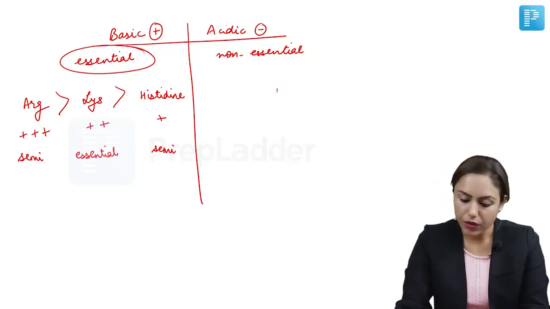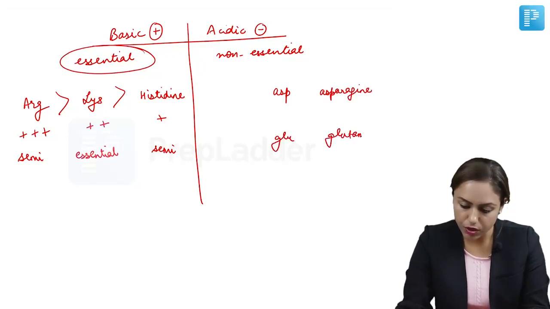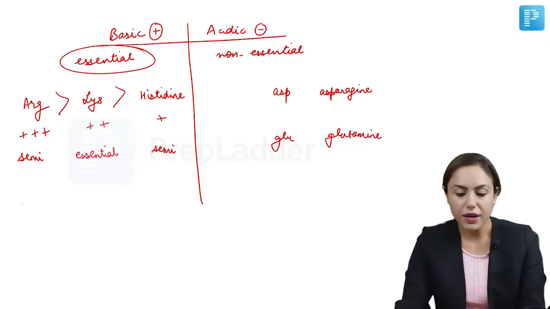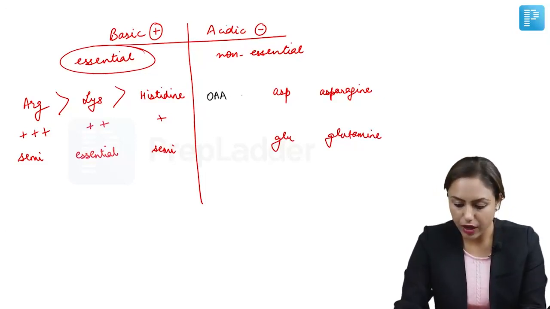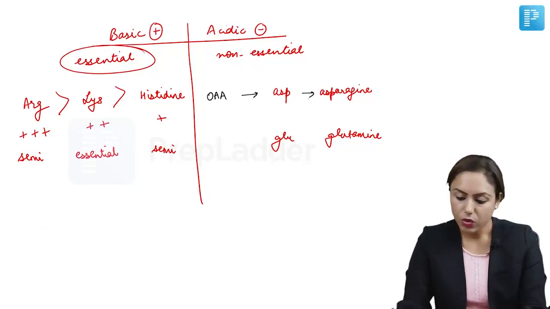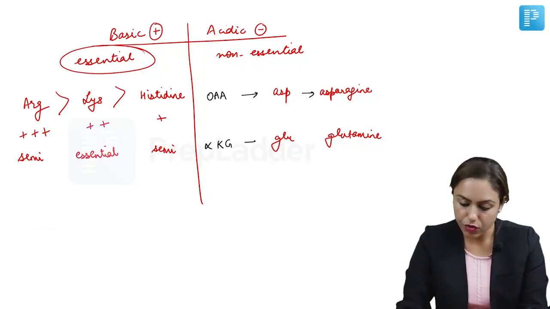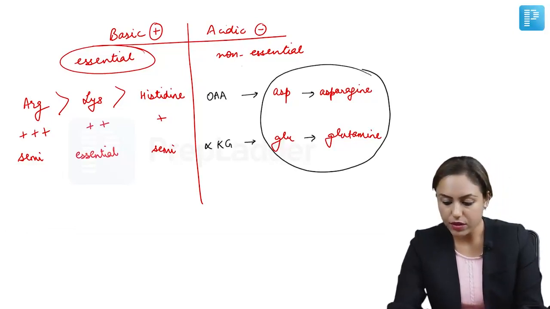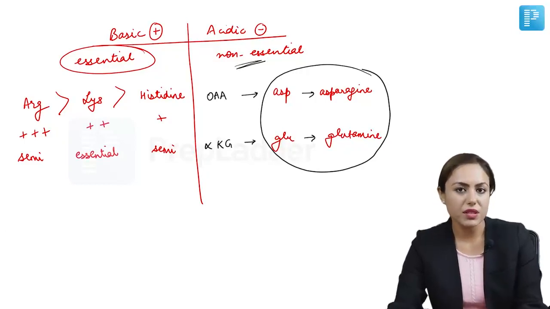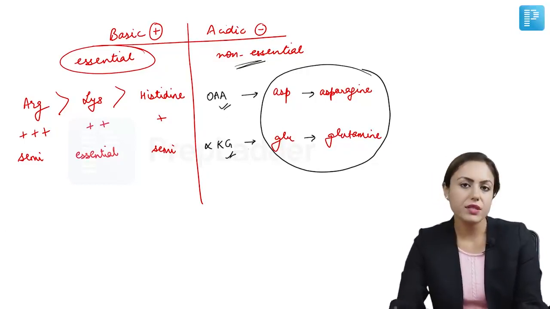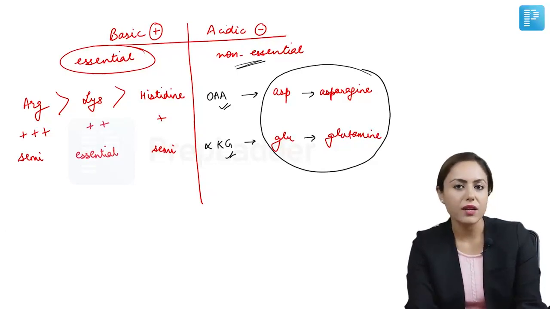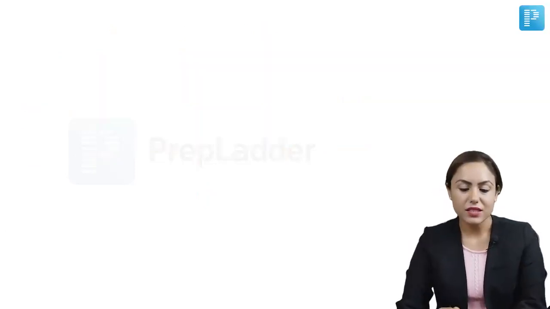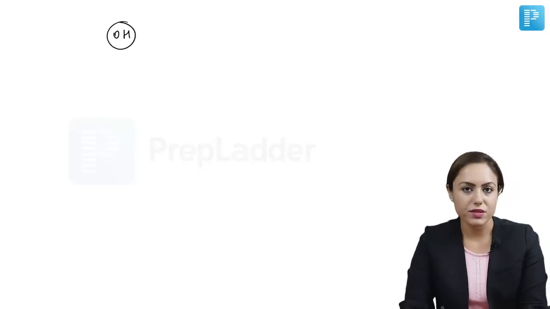Then the acidic amino acids are aspartate, asparagine, glutamate, and glutamine. Aspartate and asparagine are synthesized from oxaloacetate. Glutamate and glutamine are synthesized from alpha ketoglutarate. So all the acidic amino acids are non-essential because they can be synthesized from TCA intermediates, that is oxaloacetate and alpha ketoglutarate.